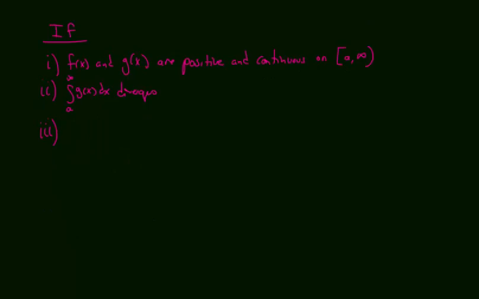All right, let's take a look at the other conclusive finish. Okay, the second version starts off similar. If 1, f of x and g of x are positive and continuous on the interval a to infinity, that's the same. And 2, the integral from a to infinity of g of x diverges. And 3, what am I going to say here? Hopefully you know that f of x is greater than or equal to g of x for all x on a to infinity. Then, what's the conclusion? The conclusion is that the integral from a to infinity of f of x dx diverges also.